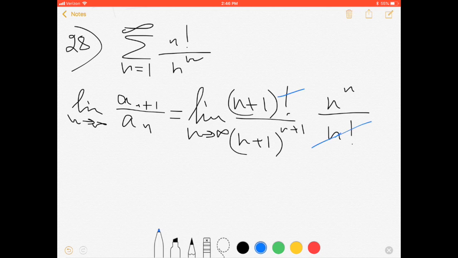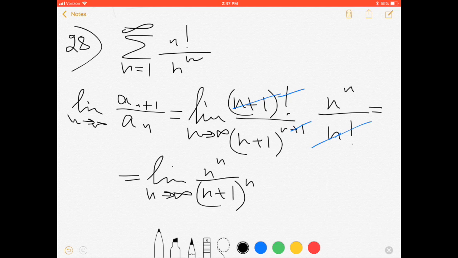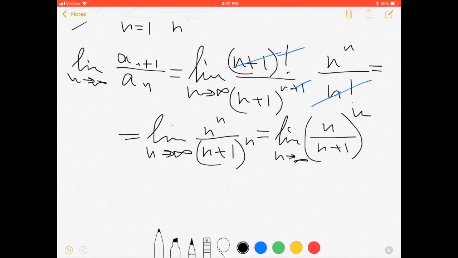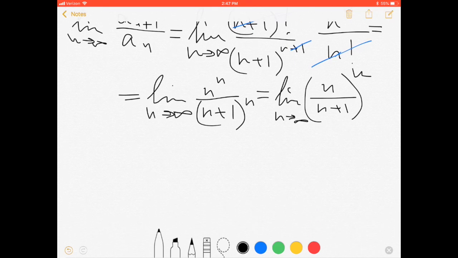n factorial, and this is n+1, here is plus 1 then, and we have the limit of n to the power n over (n+1) to the power n as n approaches infinity. Or we have the limit of (n over n+1) to the power n as n approaches infinity. How you remember this is from L'Hopital's rule, when we have a variable in the base and a variable in the power.